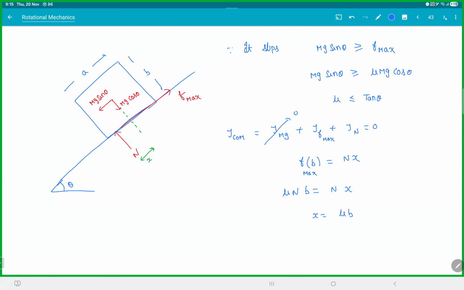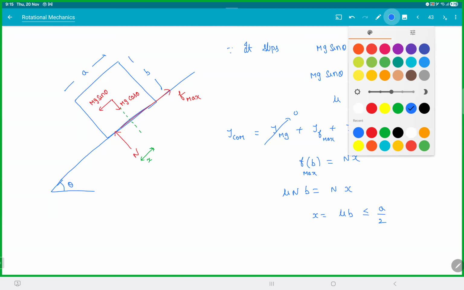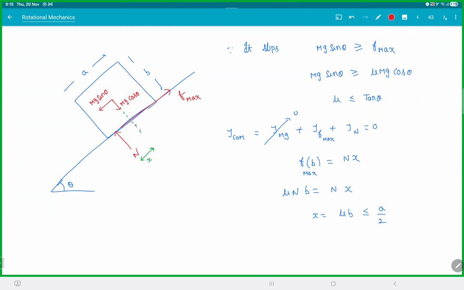But remember, again same story, the value of x cannot exceed a by 2. Isn't it? Because that is half of the cube length. From here to here, this length is a by 2. You cannot exceed a by 2. So this will give you the second inequality. Mu b must be less than or equal to a by 2. I think that is also b by 2, no? This is also b by 2. So mu must be less than or equal to a by b.